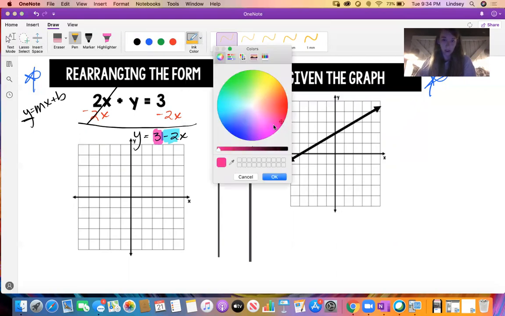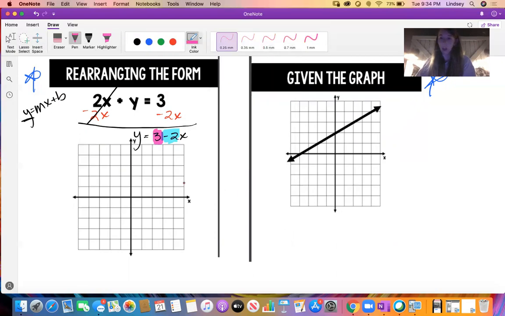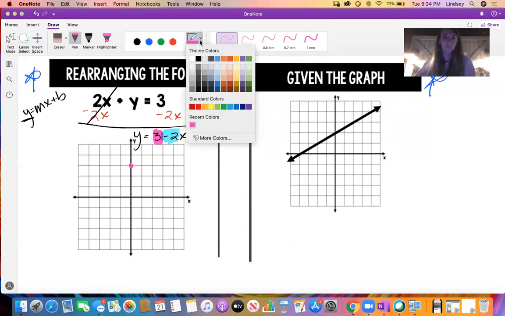So again, like I said, I like to start my graph at the y-intercept, because if you start with a slope of negative 2, you don't know where it's rising and where it's falling. Okay, so you really need to start at the y-intercept. So the y-intercept is at a positive 3. Okay, so I'm going to go 1, 2, 3, and I'm going to graph that point right there.